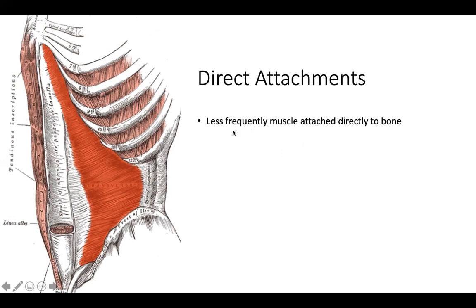There are some muscles that are attached directly to bone without a tendon. The intercostals illustrate that. I mentioned subscapularis as well. It does have some. It has a tendinous attachment, but it also has some muscle fibers just attaching to the fossa of the scapula.